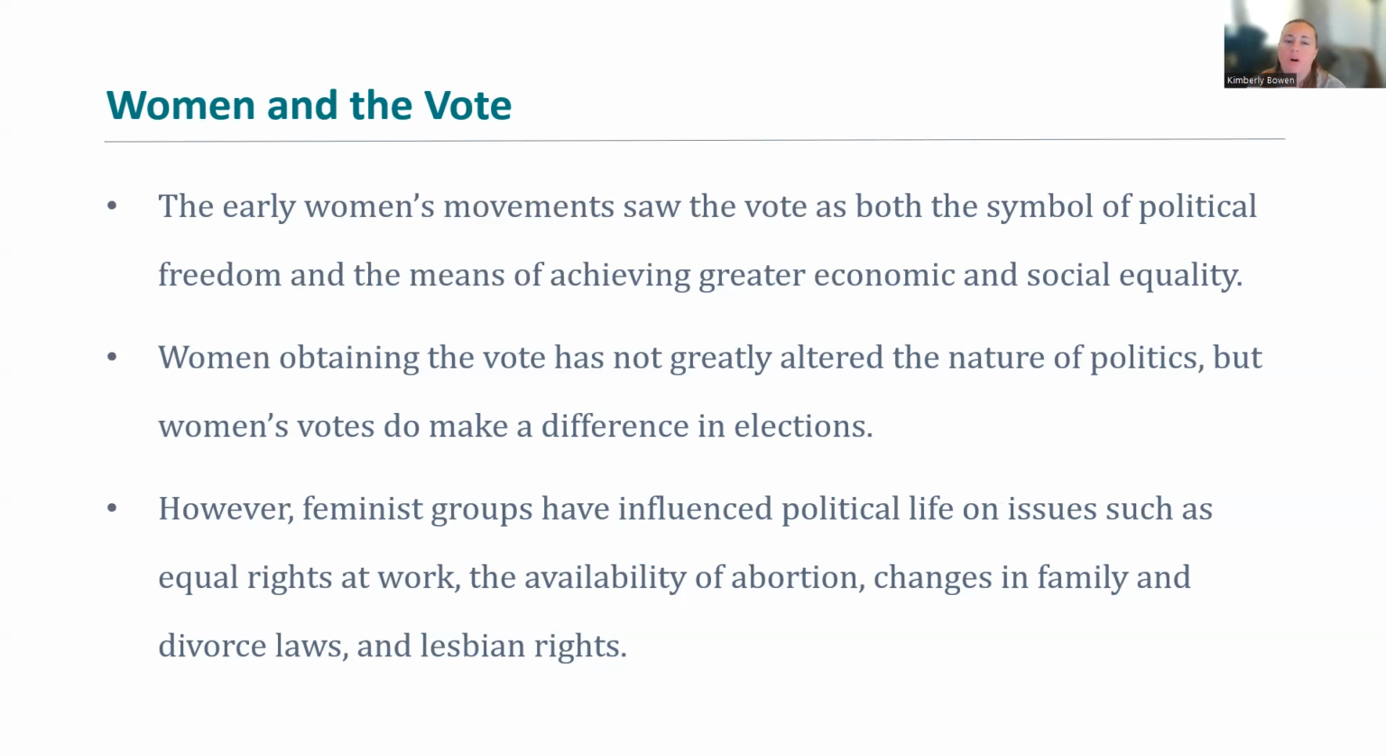economic prosperity for those particular groups. The goal was not all women, and that being the fact that any kind of non-white group in the US did not have the right to vote really at this juncture. Women obtaining the vote has not greatly altered the nature of politics, but women's votes do make a difference in elections. So we've seen that on multiple different occasions.